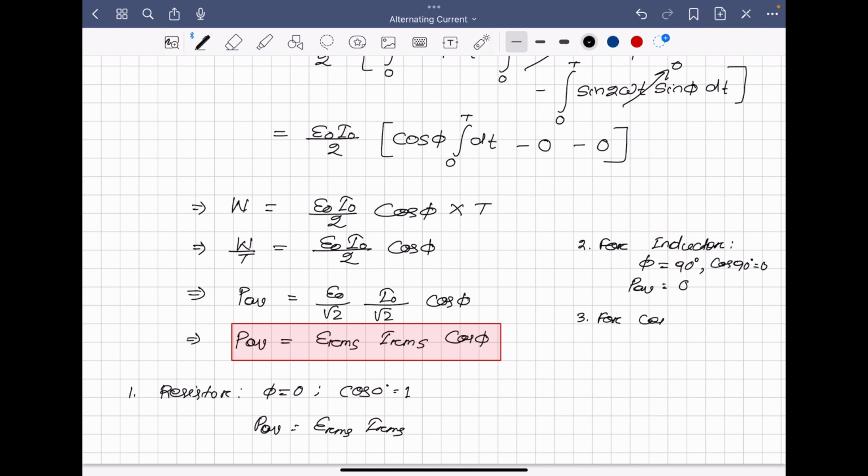After that, we have the capacitive circuit. For a capacitor also, we have phase angle pi by 2 between EMF and current, and in a capacitor the current leads the EMF by phase pi by 2. Phi is pi by 2, so cos pi by 2 becomes 0. P average is E RMS I RMS cos phi, that means E RMS I RMS cos pi by 2. As cos pi by 2 is 0, the average power is 0. This is all about the lecture.